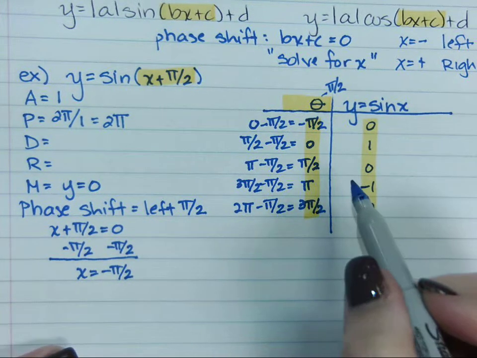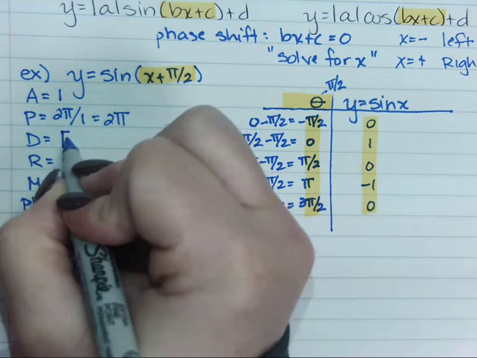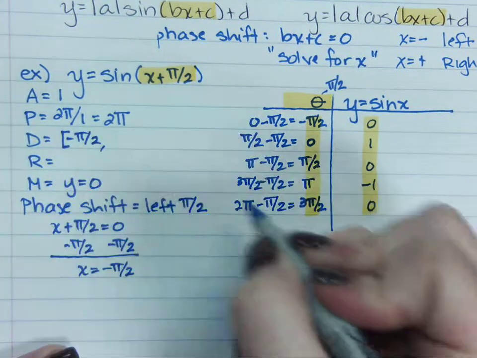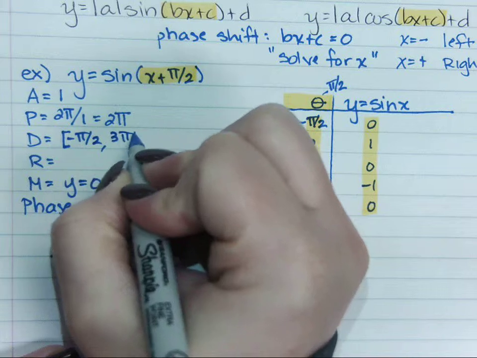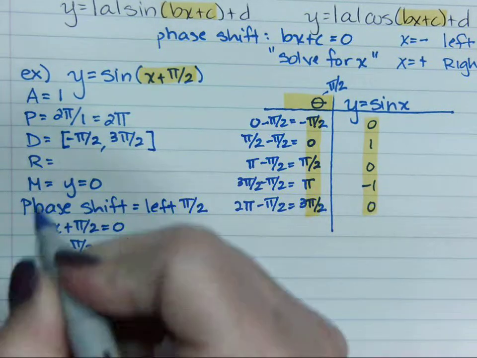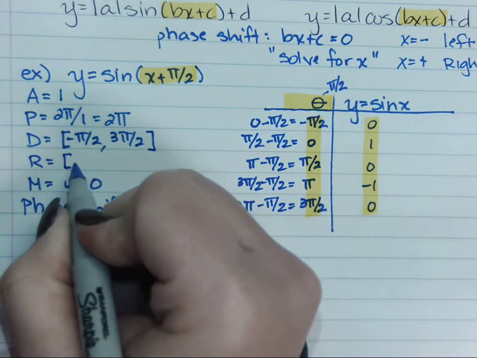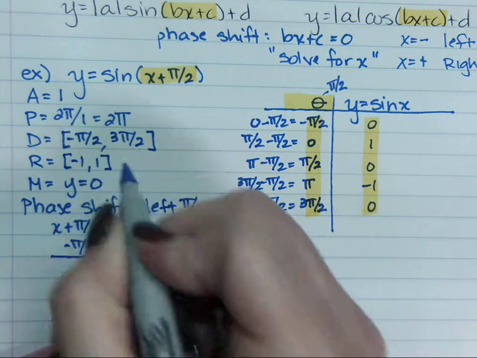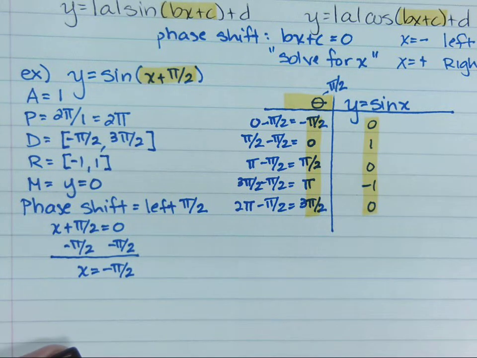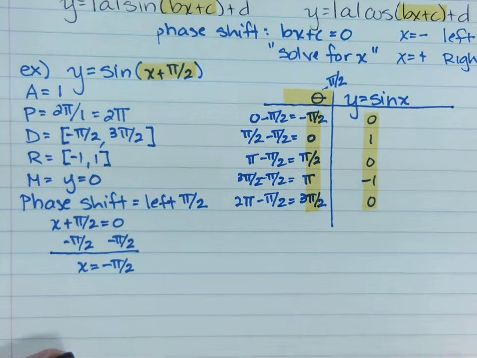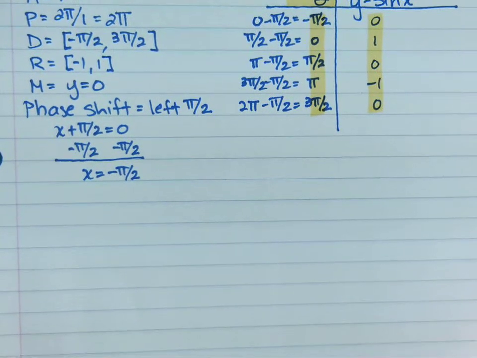So for my domain, you can see now my domain has changed. It's going from negative pi over 2 to 3 pi over 2. My range, though, did not change. So shifting everything to the left did not change the placement of my y values. And so now we're going to make a graph.